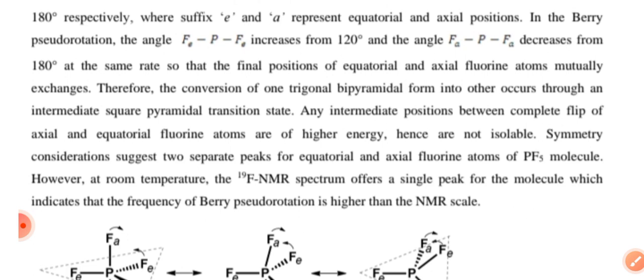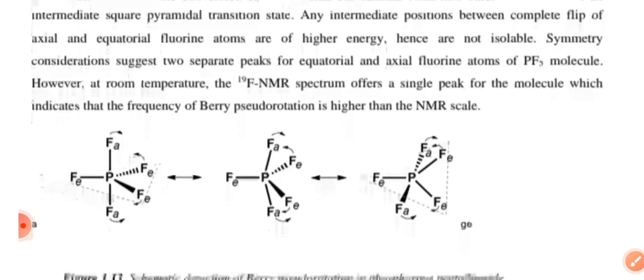In the Berry pseudorotation, angle FPF increases from 120° and angle FPAF decreases from 180° at the same rate, so that the final positions of the equatorial and axial fluorine atoms mutually exchange. Therefore, the conversion of one trigonal bipyramidal form into the other occurs through an intermediate square pyramidal transition state. Any intermediate position between a complete flip of axial and equatorial fluorine atoms is of higher energy and is not isolable.